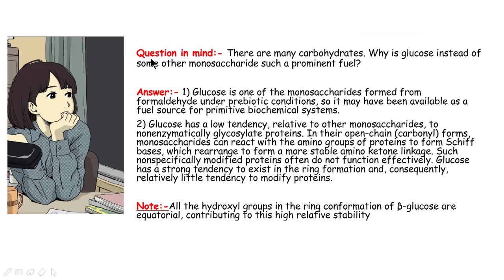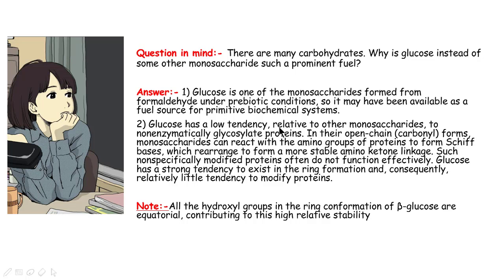There is a question in the mind that Almighty God has created lots of carbohydrates, but why do we only use glucose? Because instead of glucose we could use some other monosaccharide as a prominent fuel. So why is it so? The reason is that glucose is one of the monosaccharides formed from formaldehyde under prebiotic conditions. So it may have been available as a fuel source for primitive biochemical reactions.